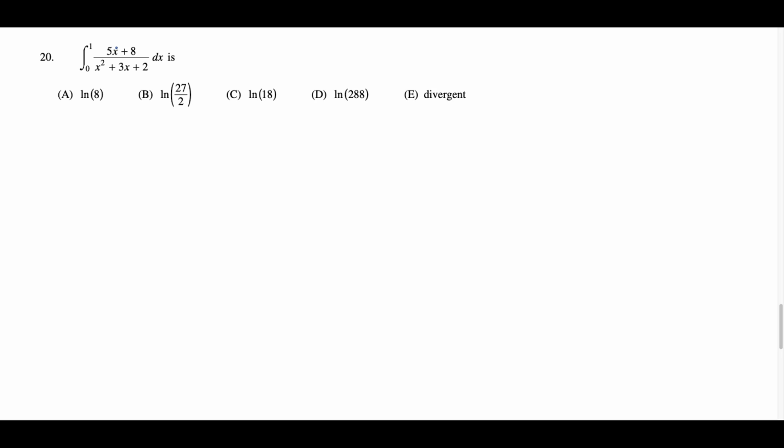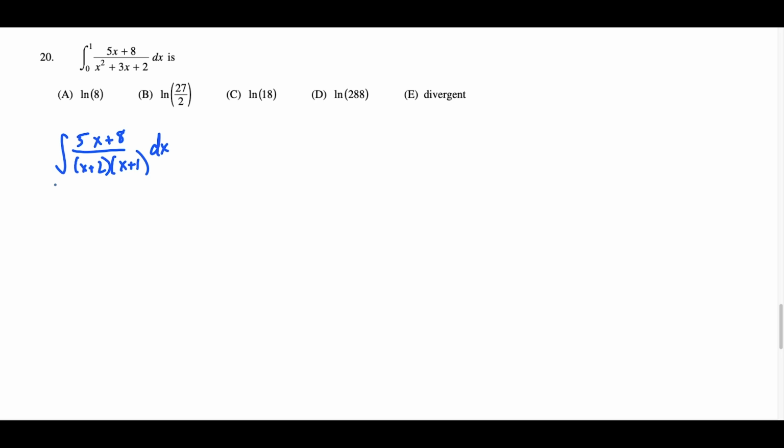So for question 20, we're starting off with this definite integral here, and to evaluate this, we're going to use integration by partial fractions. Now to start, we're going to write out the numerator, and you want to factor the bottom as x plus 2 times x plus 1.